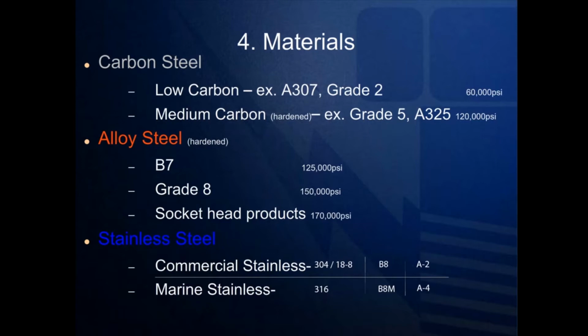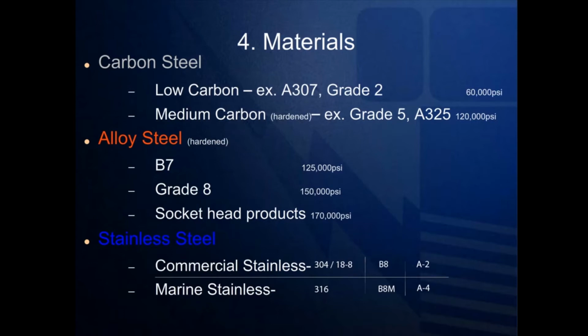To make it easy to remember, we have broken them down into two different categories. Commercial grade stainless, which is the most common found throughout the stainless steel industry, and marine grade stainless, which is more expensive and more commonly used offshore and in saltwater environments. It is important to remember that 304 stainless, 18-8 stainless, B8, and A2 stainless steel are practically the exact same thing.